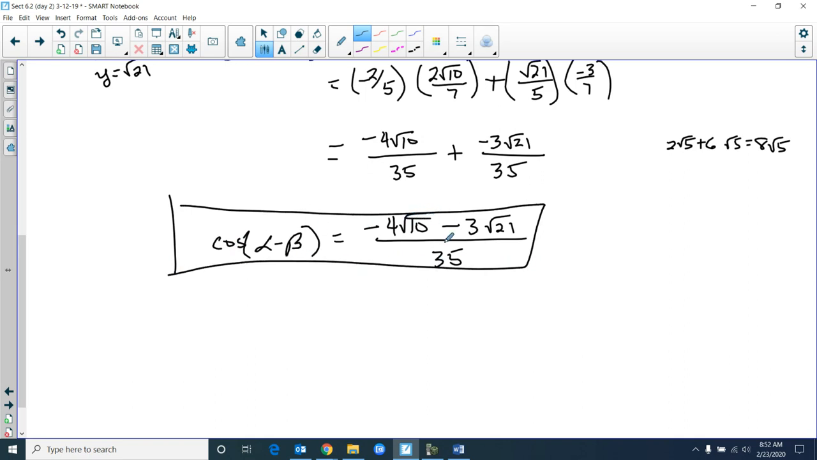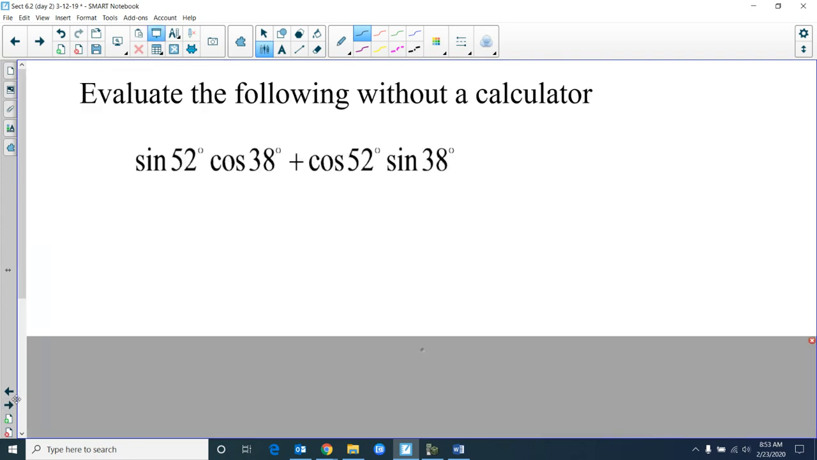Okay, 4 square root of 10, -4 square root of 10 minus 3 square root of 21, all over 35. It's the only way you can write it. All right, so that's another type of problem you'll see in this section with your sum and difference formulas. Plug in those values, coming up with sine, cosine, and you can also do tangent with the tangent formulas.